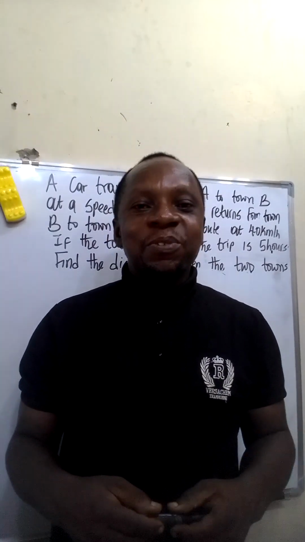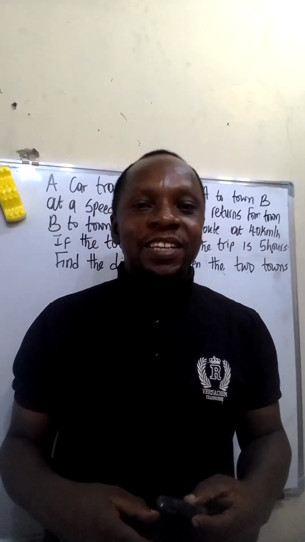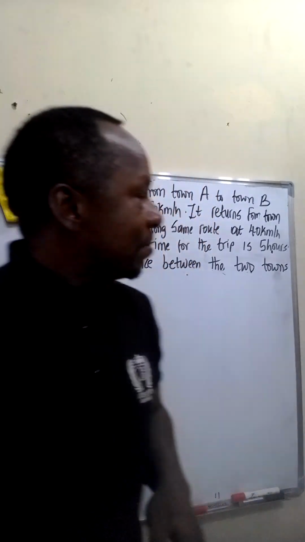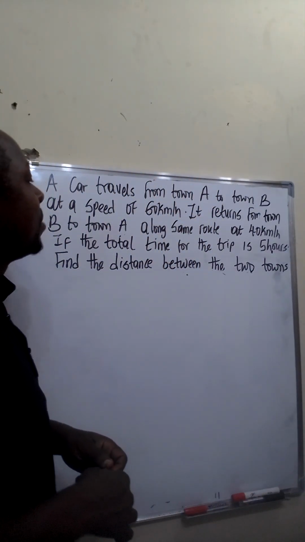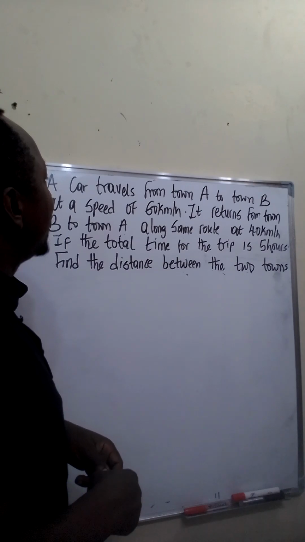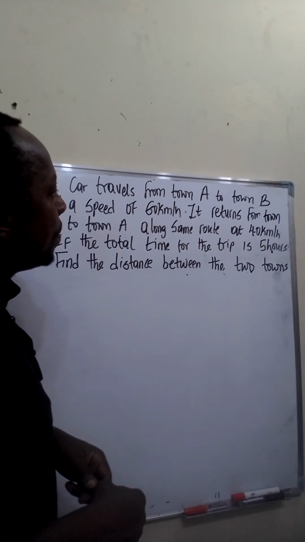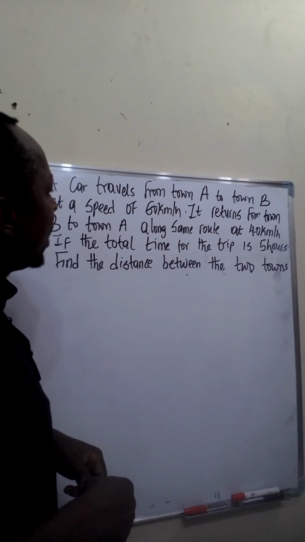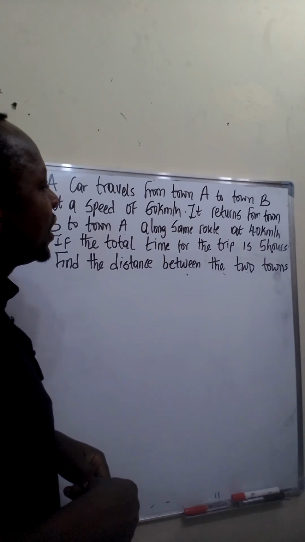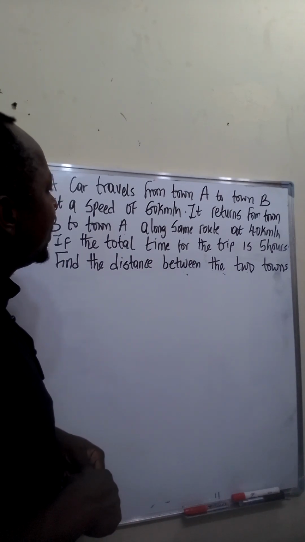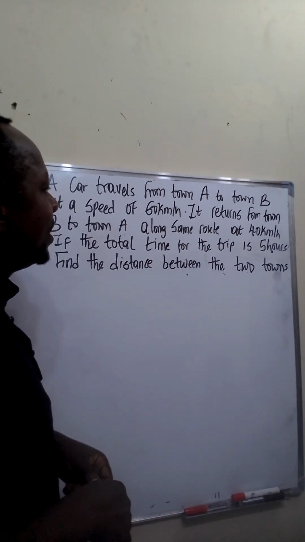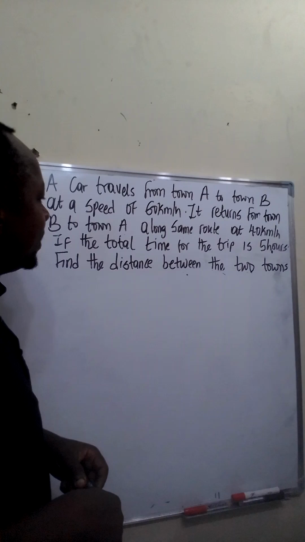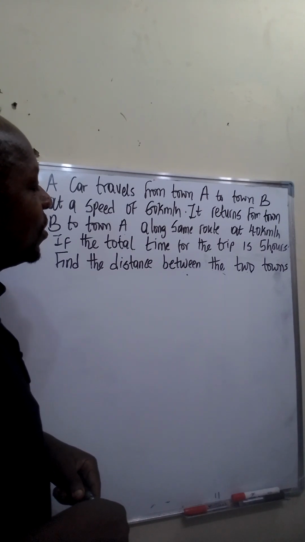Hello, in this video I'll be solving a question on distance, speed and time. A car travels from town A to town B at a speed of 60 km per hour. It returns from town B to town A along the same route at 40 km per hour. If the total time for the trip is 5 hours, find the distance between the two towns.